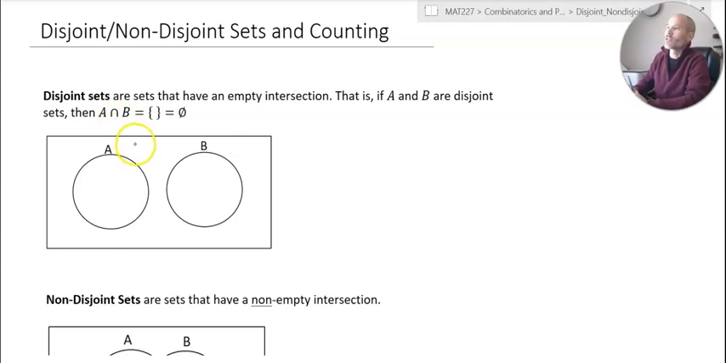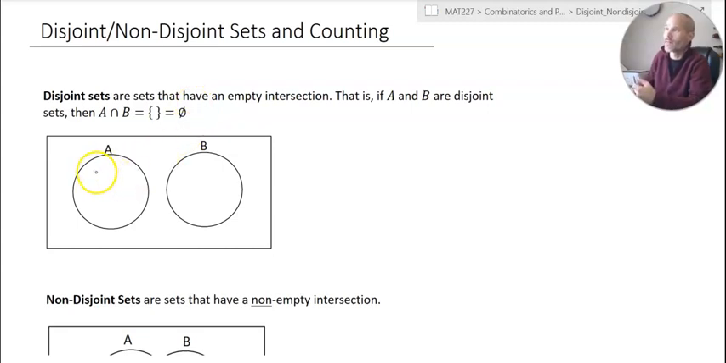Now let's imagine that we're counting something, and we'll just focus on really two sets. If the sets have nothing in common, then we would call them disjoint. That also implies that there's nothing inside of their intersection. In other words, the intersection is empty, and we would signify that with an empty set.